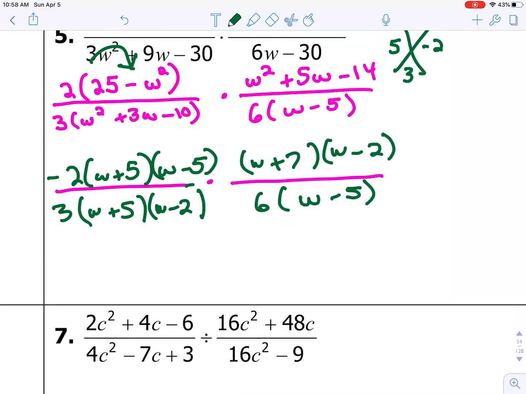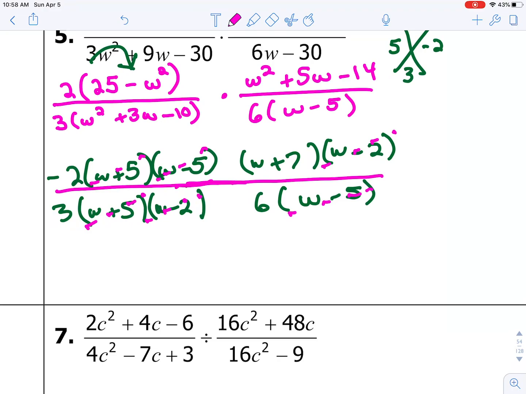All right, so since this is multiplication, here's what we do. This is just one big fraction. And remember, if it was division, it's the same thing, but all you have to do is reciprocal the second one. So since this is one big fraction, we're able to cross off what we can. So I can tell that we have w minus 5 and w minus 5. I can tell we have w plus 5 and w plus 5. We have w minus 2 and w minus 2.